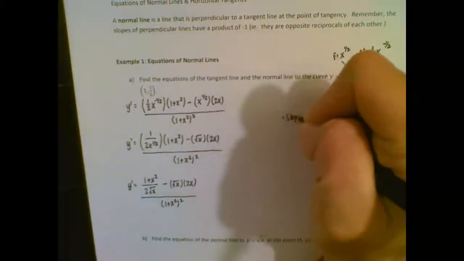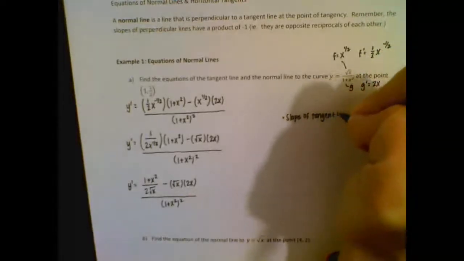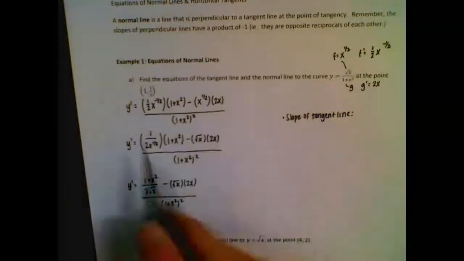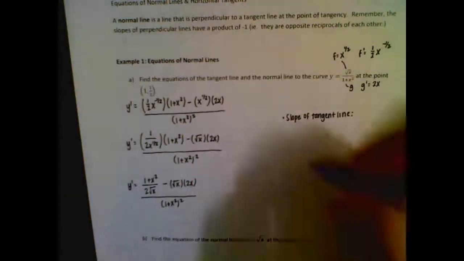So let's find the slope of the tangent line. And we have our x value. We know that the x value is going to be at 1. So I just want to evaluate this derivative at 1.